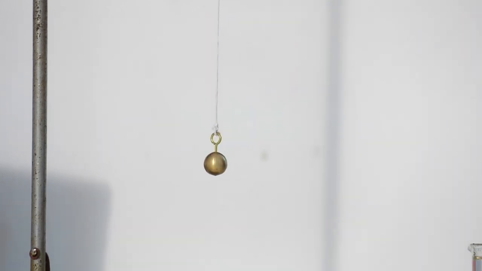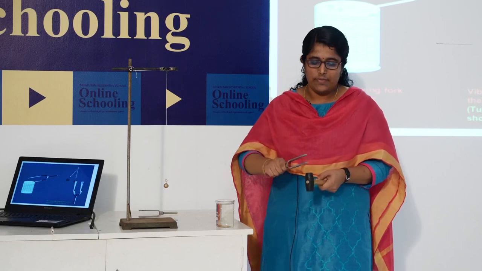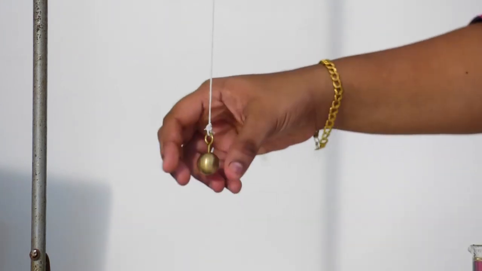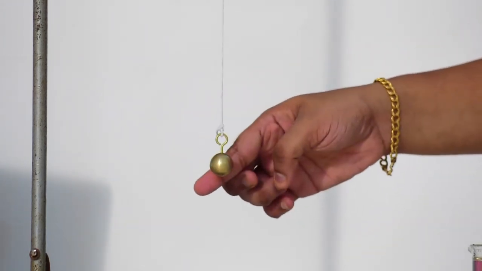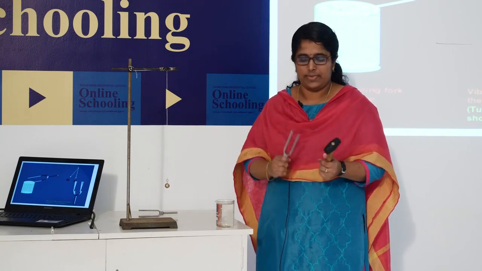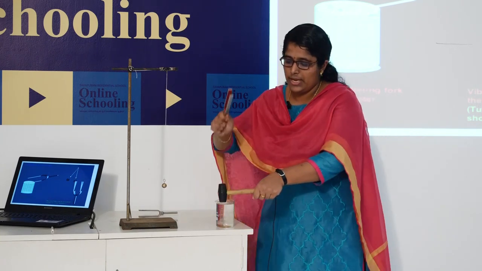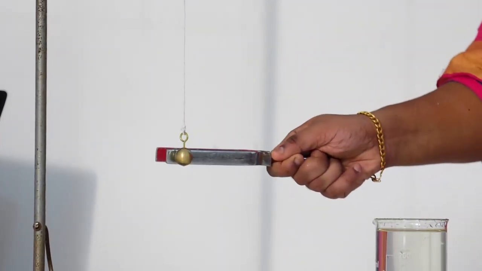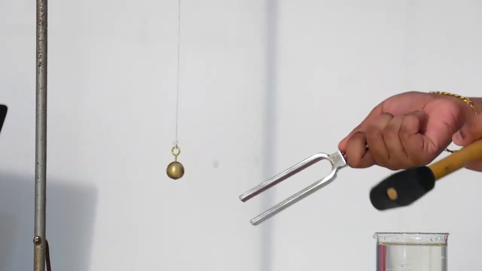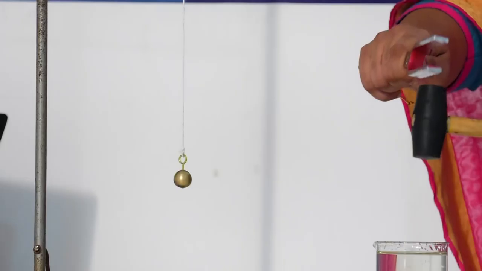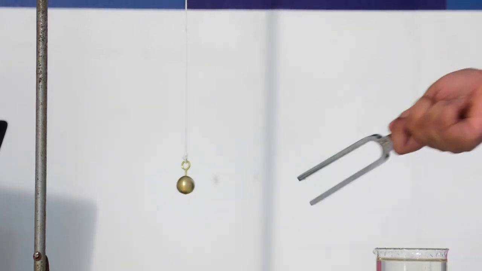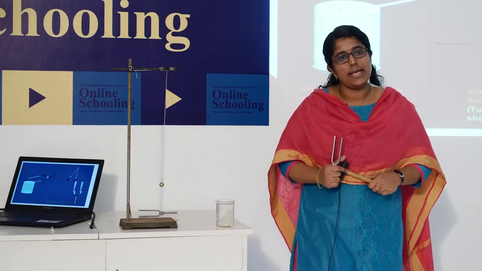What I am going to show you is, when I am giving the vibration, observe the motion of the pendulum. Again, I'm keeping it in a stationary position. Observe, when I am hitting with the hammer, see the motion? I am not doing anything to that material. I am just keeping it close. It's moving at high velocity. It's oscillating. Why is it happening?